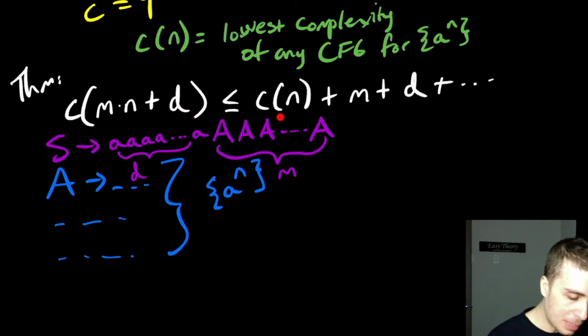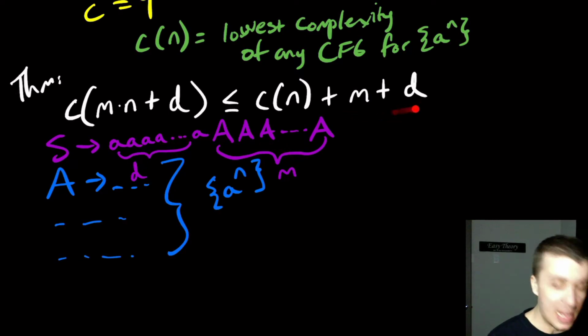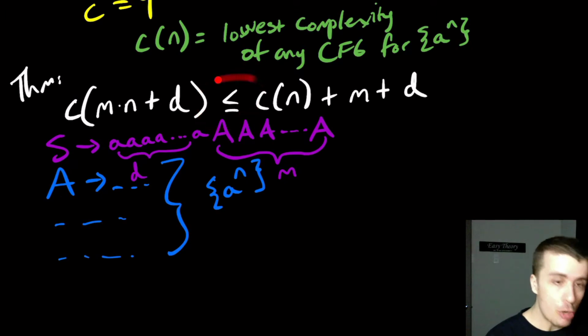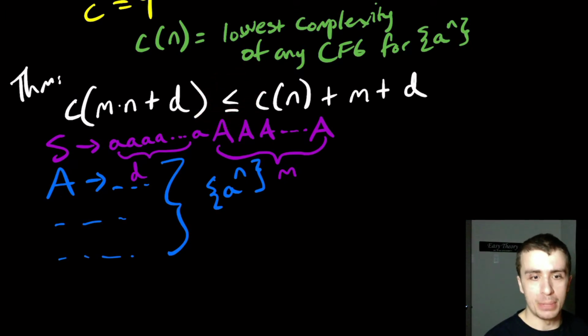So what is the complexity? Well, whatever the complexity was of the a variable, we will add on m and then d. So here we actually can get right down to m plus d. So it turns out that this function doesn't grow very, very fast, but you can actually do better sometimes.